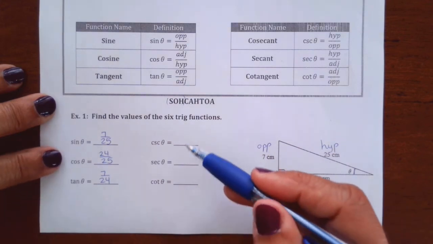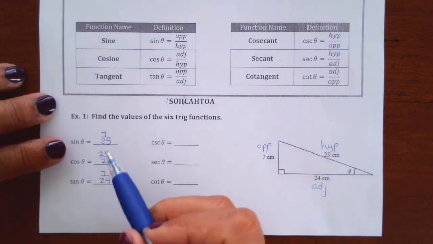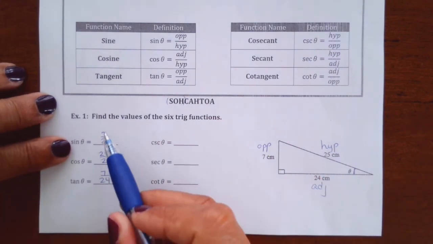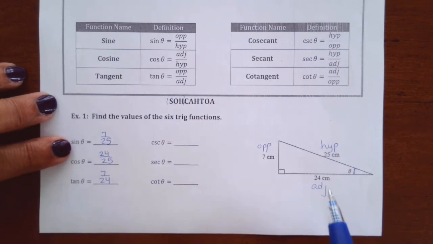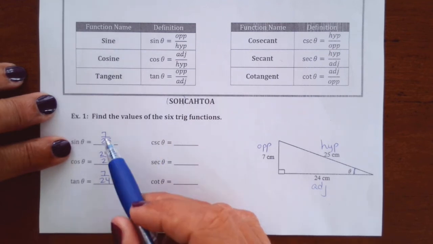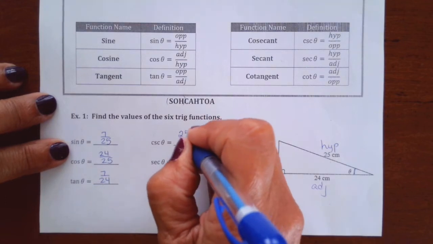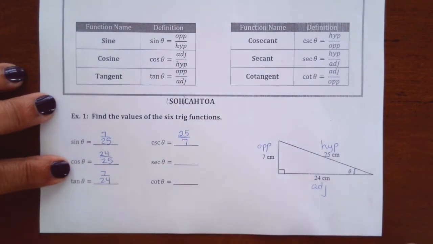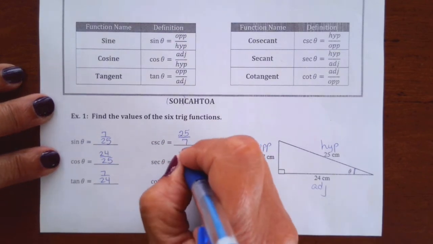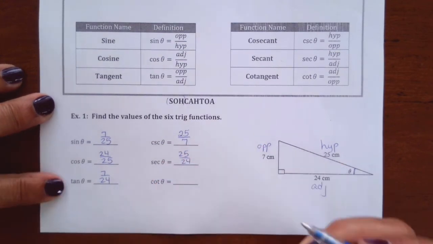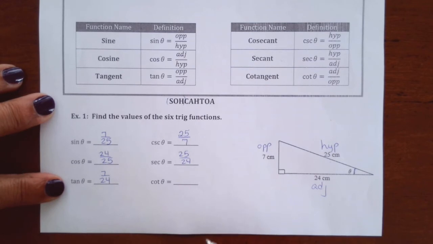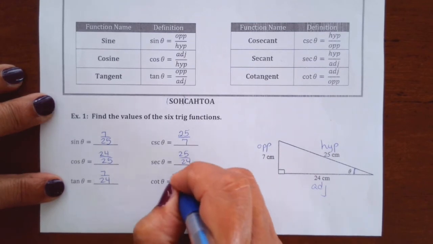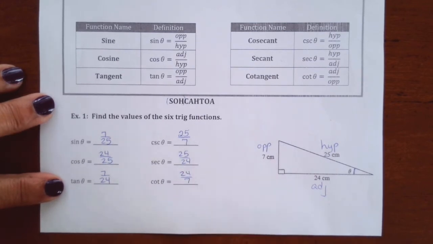Now, to do the reciprocal functions, these are kind of easy because if you know these are reciprocals, you're just going to flip these. You don't need to look at your triangle anymore. So the cosecant is always the reciprocal of sine, so 25 over 7. The secant is always the reciprocal of the cosine, so 25 over 24. And the cotangent is always the reciprocal of tangent, 24 over 7. Okay, so those are kind of nice.